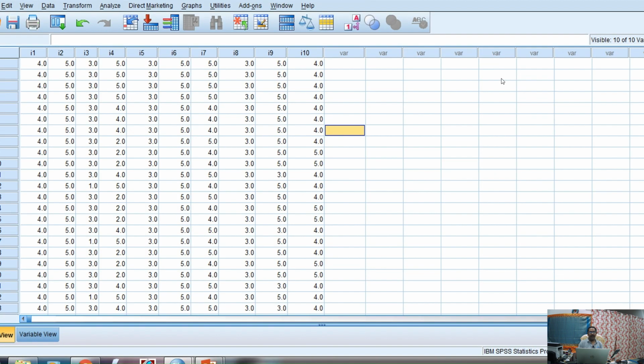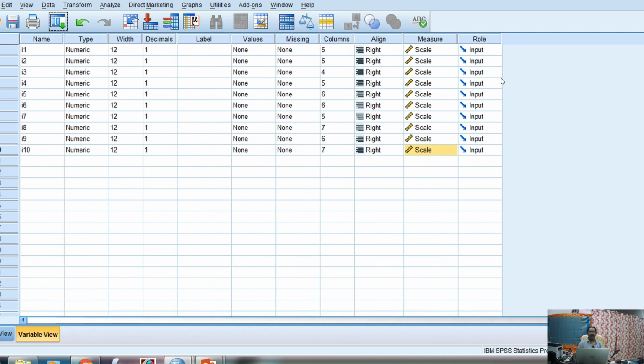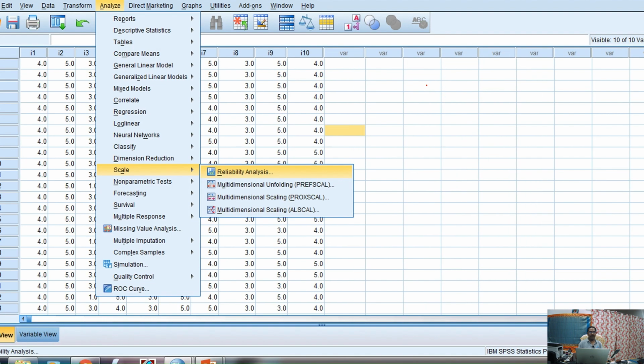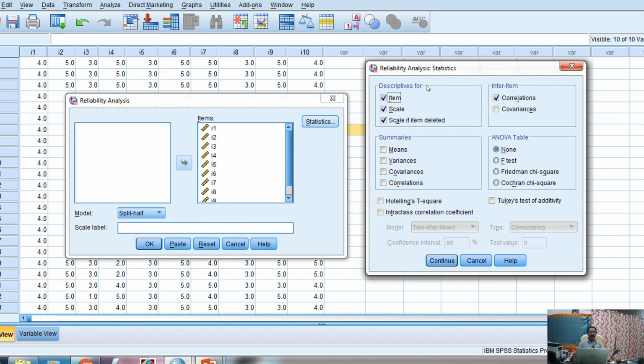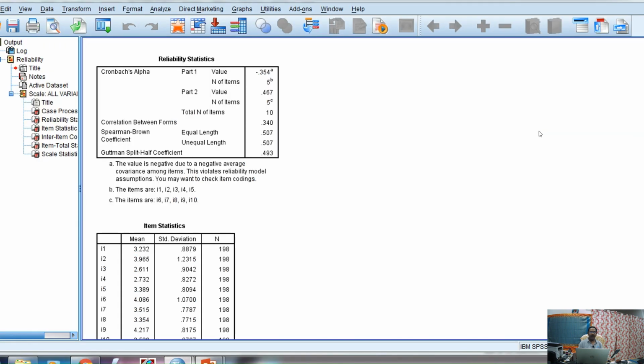Here, for example, I have taken 10 items, and these 10 items were given to a sample of 198, and we are going for split-half. See, the measure is a scale, and it is not nominal or ordinal. So the option in SPSS is Scale, Reliability Analysis, and then transfer all 10 items here, and for the model we choose split-half. If you click Statistics, we will have descriptives for items, scale if item deleted, and inter-item correlations. Then click continue, and here are the results.